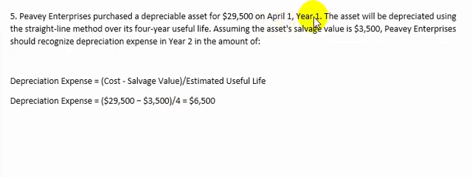Year 1 was a partial year, 9 months will be depreciated, but year 2 is a full year. So the depreciation expense for year 2 will just be 1/4 of that total, which in this case is $6,500.